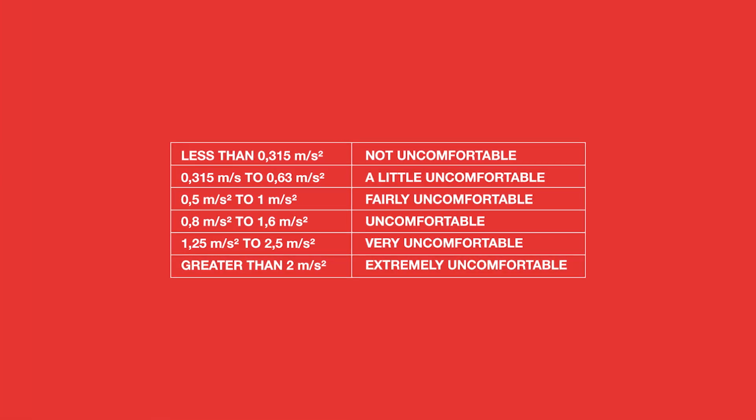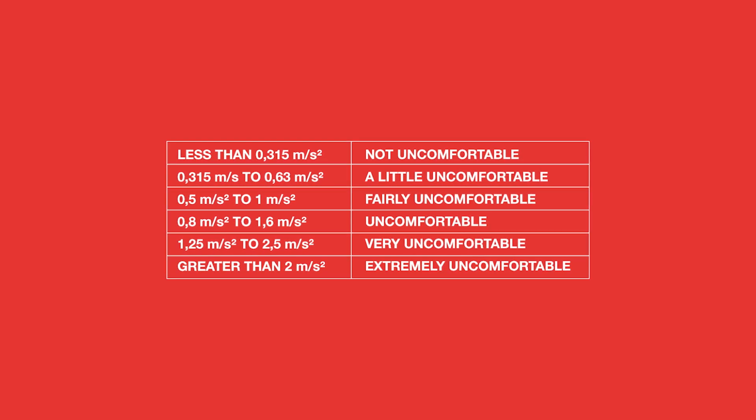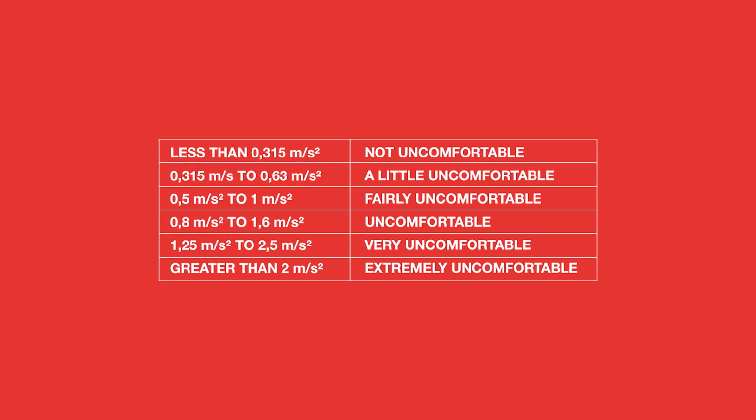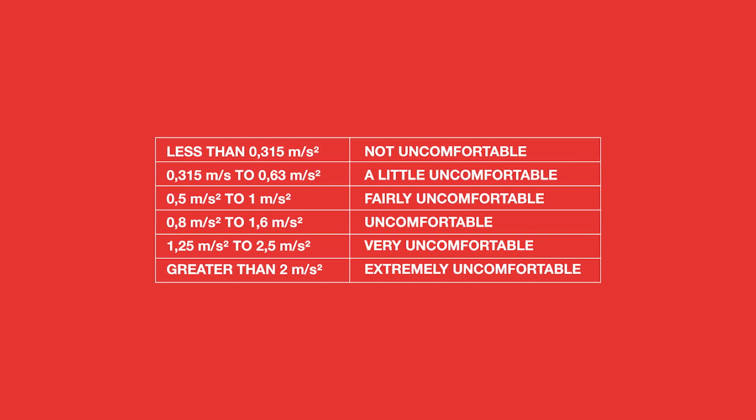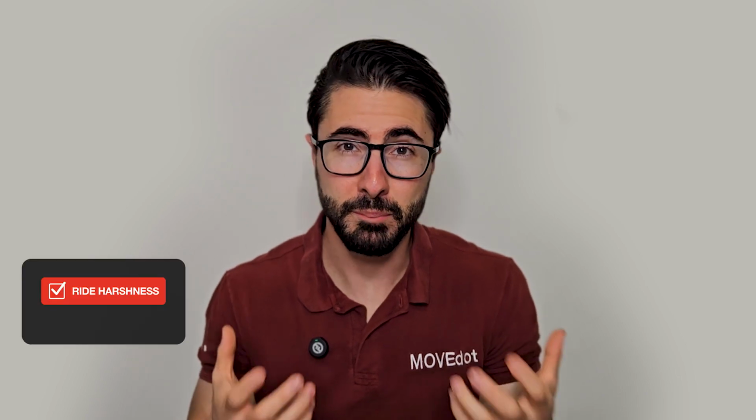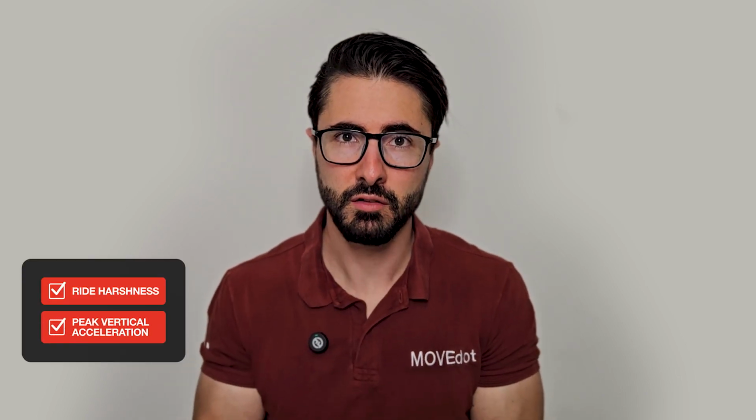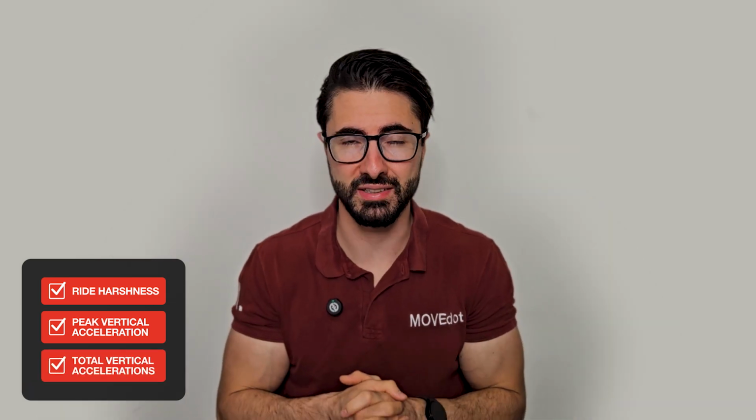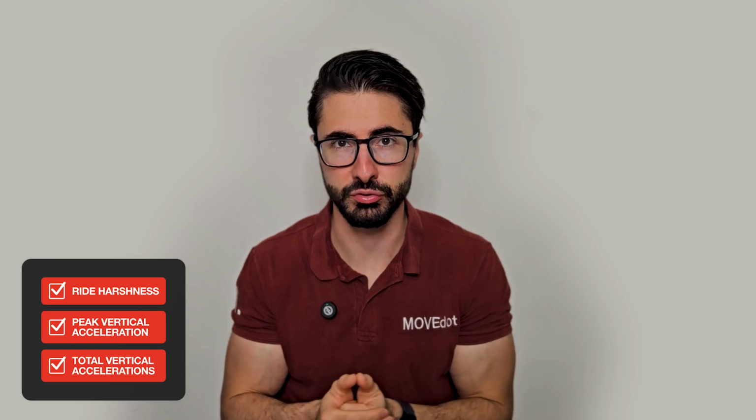One of the metrics that we will use quantifies ride harshness as an acceleration value. We have reference values provided by the norm that allow us to quantify the comfort level. As we can see, we have ranges that go from not uncomfortable to extremely uncomfortable. We're also interested in peak vertical acceleration, for example, as the car drives over a bump, as well as the total amount of vertical load acceleration that the driver is exposed to.